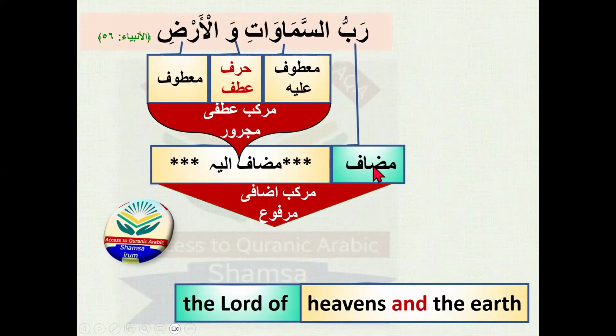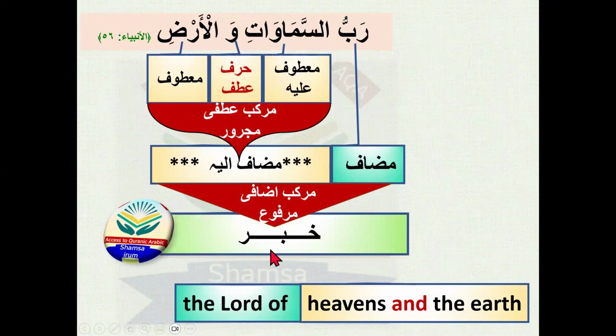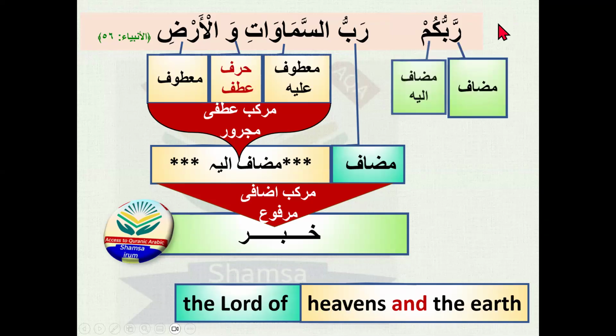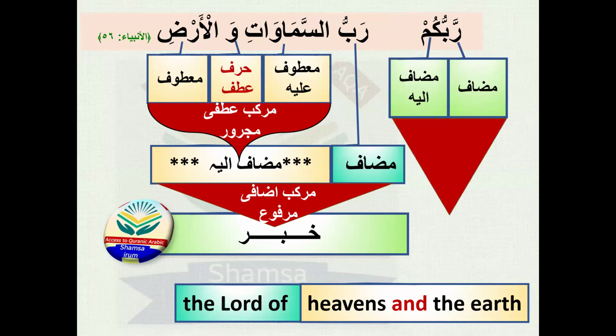Because we have to know the reason. Why is it Marfu? Because it is at the place of the khabar, and because there is a word before it which is Rabbukum. Rabbukum is also a possessive phrase. Rabbu mudaf, kum mudafun ilay, makes a Murakab Izafi, and this Murakab Izafi is also marfu.